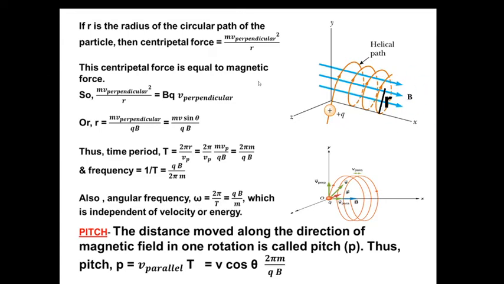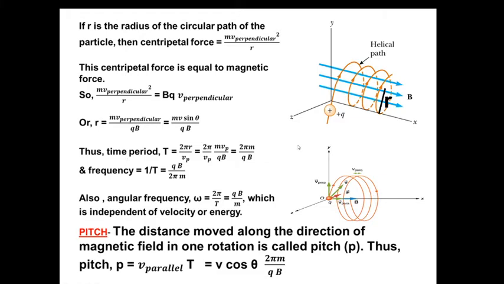Who provides the necessary centripetal force to keep the body on the circular track? Obviously that is the magnetic force. So we can say mv squared by r is equal to qvB. Here v means the perpendicular component, so r equals mv perpendicular by qB, and the perpendicular component is v sine theta, so r equals mv sine theta by qB.